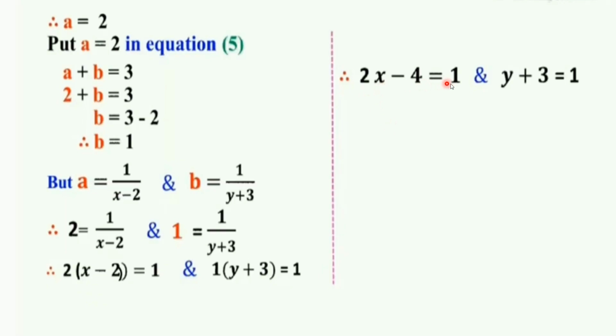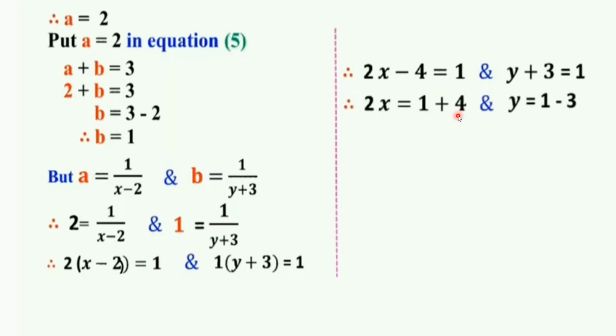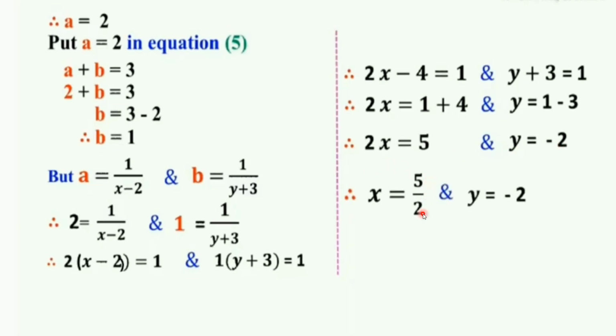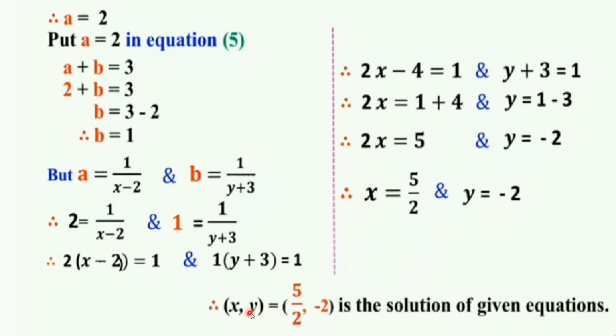So 2x minus 4 is equal to 1. I am going to shift this minus 4 to the RHS. Then I am going to get 2x is equal to 1 plus 4. Here y is equal to 1 minus 3. Then what will be the value of 1 plus 4? It is 5. Yes, sir, isn't it? So 2x is equal to 5. y is equal to 1 minus 3. The greater number has a negative sign, therefore it should be minus 2. So what will be the value of x? x is equal to 5 by 2. y is equal to minus 2. So then what will be the solution of the equation? x comma y is equal to 5 by 2 comma minus 2 is the solution of the given equation.